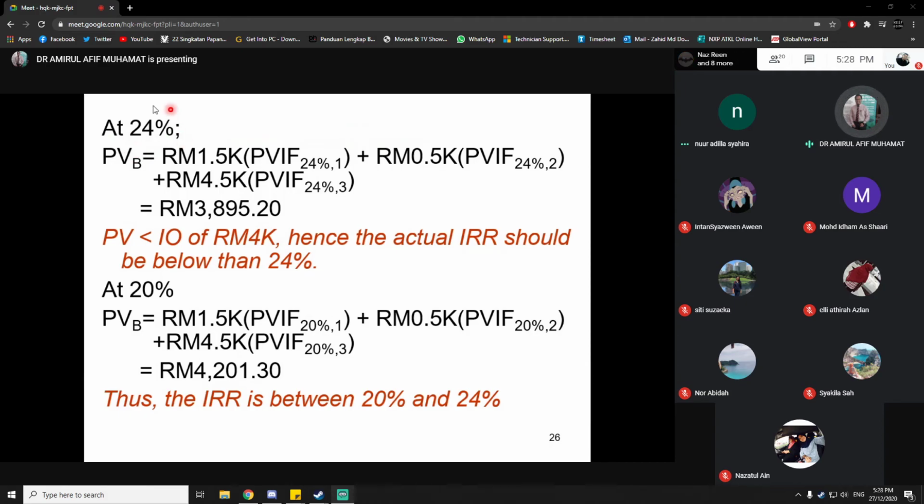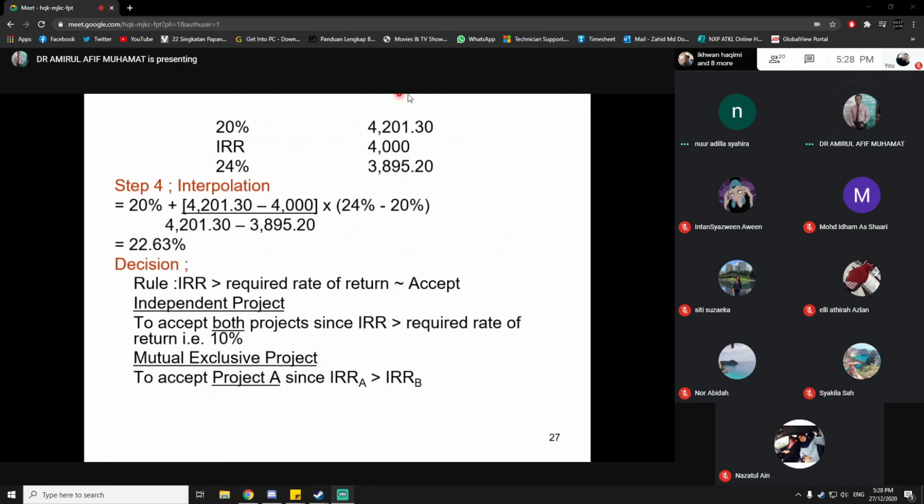Okay, so let's say in this case you try between 24 and 20% and you dapat this amount which is in the middle of the initial outlay as a factor. So baru you arrange in this format as usual for IRR, and then you move to the step 4 interpolation and you solve it and you inshallah get the answer. Dia sama macam tadi, cuma dia slightly longer and dia ada some requirement.